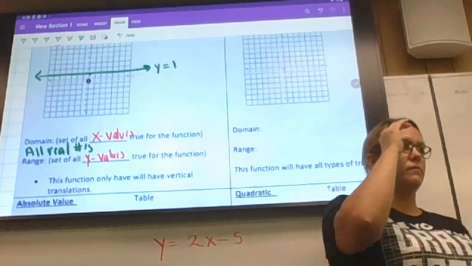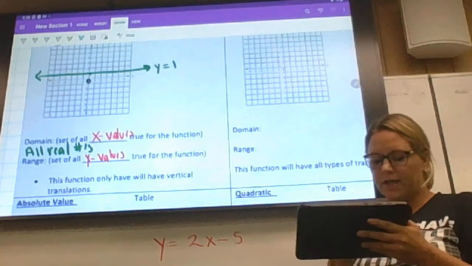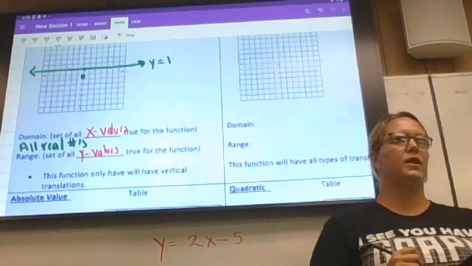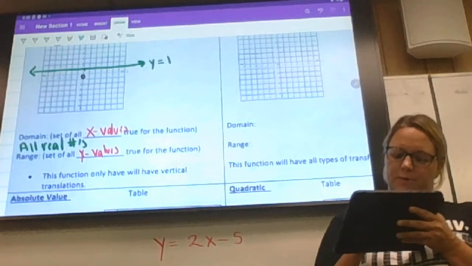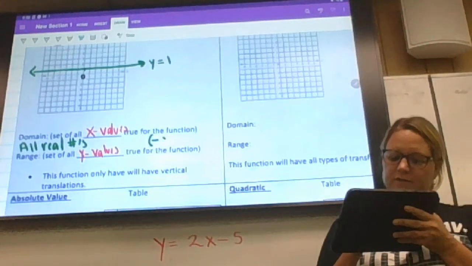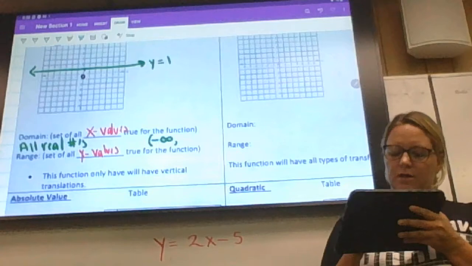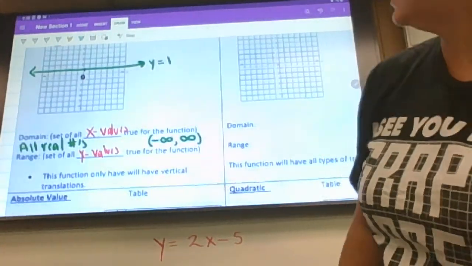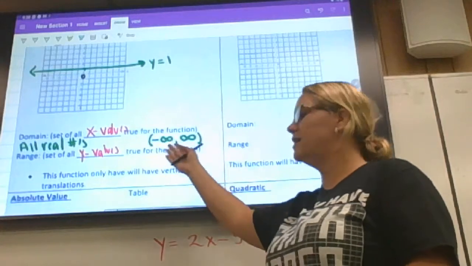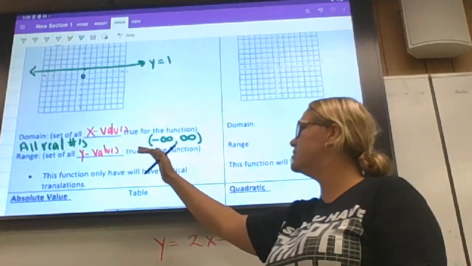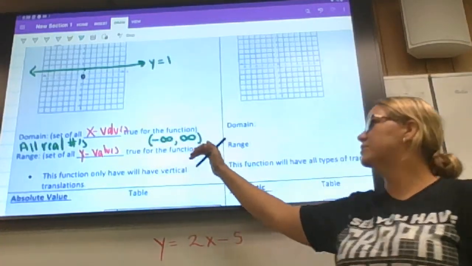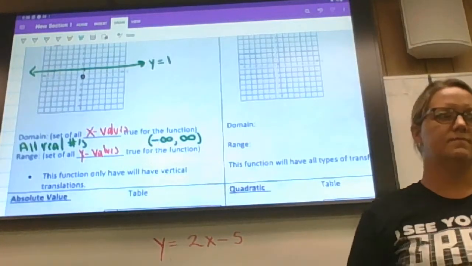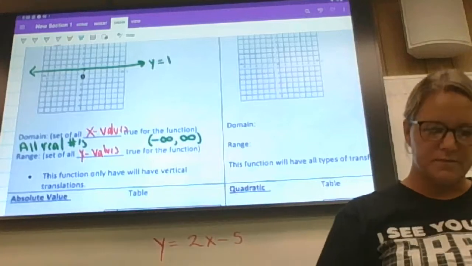But I'm going to teach you a way to write that with symbols, shorthand it. Instead of all real numbers, I want you to do interval notation. I'm going to do a parenthesis. I'm going to put negative infinity, comma, positive infinity, parenthesis. So this is like the set of numbers all the way through. It starts at negative infinity, goes through positive infinity. That's your domain, left and right forever.